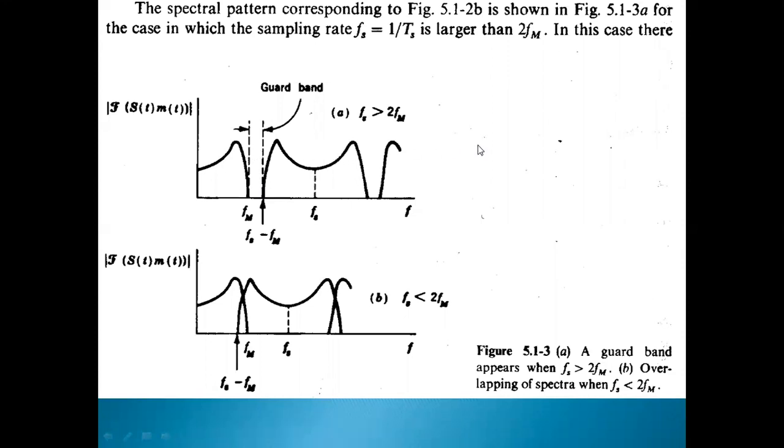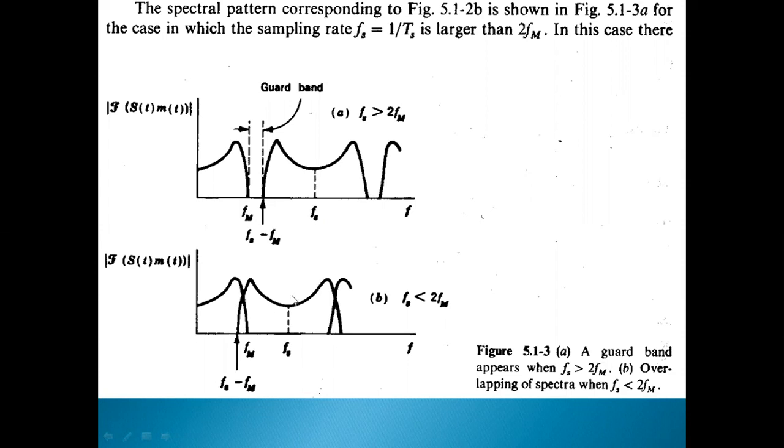Also, if you receive the signal with these guard bands, you are able to identify the samples clearly. If the guard bands are not there, then the identification of signals is not clear. So there should be some limitation when guard bands are not there. The guard band is there when Fs is clearly greater than 2Fm.